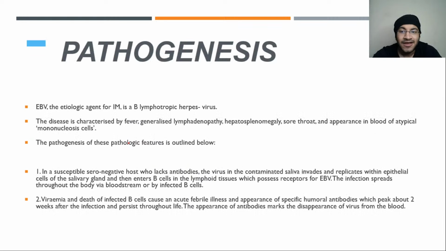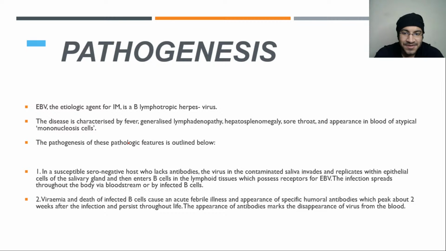Pathogenesis. Epstein-Barr virus is the etiological agent for IM, also called B lymphotropic herpes virus. The disease is characterized by fever, generalized lymphadenopathy, hepatosplenomegaly, sore throat, and appearance in the blood of atypical mononucleosis cells, and the pathogenesis of these pathological features is as follows.